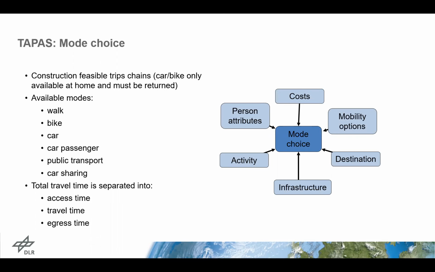And this has several advantages because you can model a lot of things with this threefold of times. For instance, you can model park pressure, because park pressure usually determines the egress time, that means the time of reaching a final destination and then actually getting rid of your car. And that's one basic principle in TAPAS.